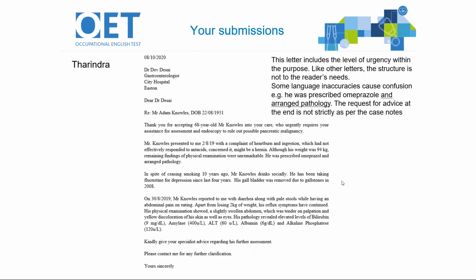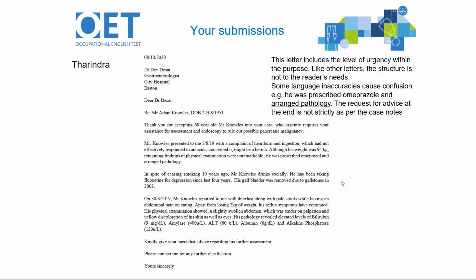Tharindra does include the level of urgency within the purpose, but like other letters, the structure is not to the reader's needs in this case. Some language inaccuracies here are causing confusion. So he was prescribed omeprazole and arranged pathology. This is a little bit confusing because we often use a repeated auxiliary verb when it can be repeated. This sentence suggests he arranged pathology, or he was arranged pathology, which would be incorrect English, or the patient isn't able to arrange their own pathology. So that inaccuracy does cause a bit of confusion.